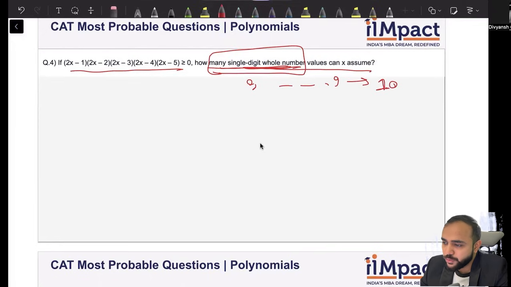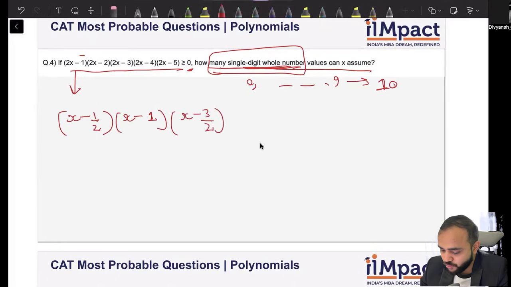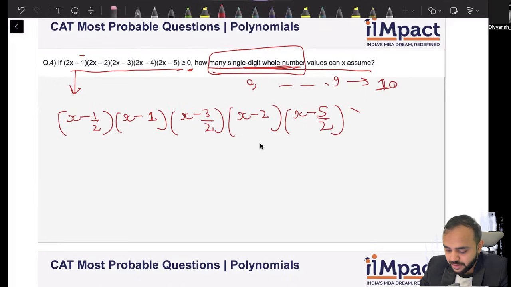However, if you do want to do this with a proper method, I would want to write this in the proper factor format where I have x minus something and not 2x minus something, because then when I make the cuts on the graph, I want those cuts to be at the roots, and x is equal to 1 is not the root, x is equal to 1 by 2 is the root. So because I have 0 on the other side, I can divide the left side and right side by 2 to the power 5. So I can write this as (x minus 1 by 2) into (x minus 1) into (x minus 3 by 2) into (x minus 2) into (x minus 5 by 2) is greater than or equal to 0.